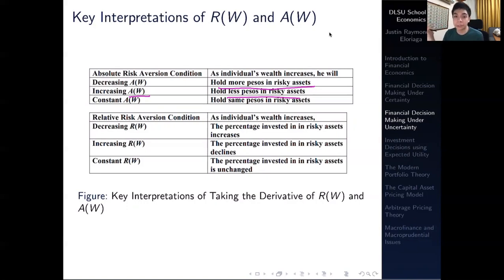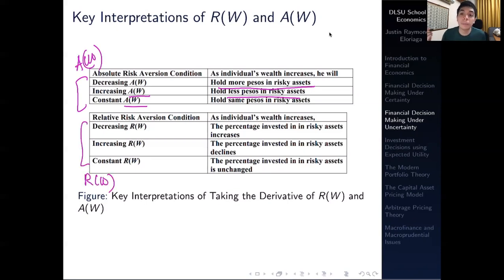If, however, the measure is going up, then the person would likely hold more pesos in safer securities and fewer pesos in risky assets. If the AW is constant, then the person holds the same amount as when we started. So that's for the absolute measure, AW. Okay, what about for RW? So these are for RW.